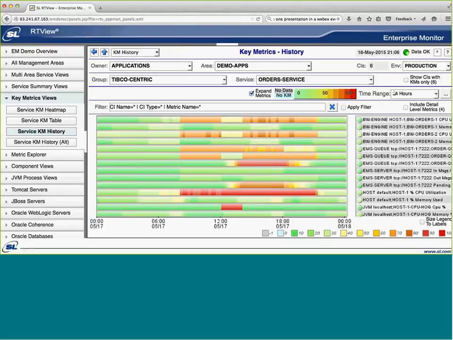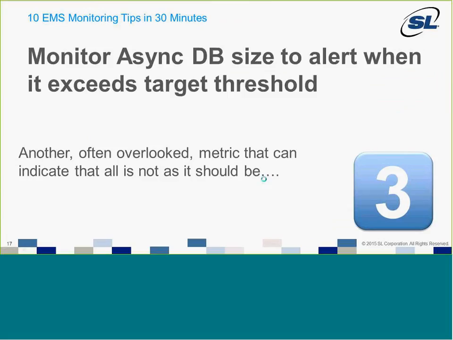This happens to be a 24-hour view. But let's take a look at it over maybe a month period. We can see here that we've got some problems with the JVM. It's gone red here. We've got another problem with CPU utilization. Also, within the same time band as these problems with EMS and BW, a clear indicator that there's an issue.